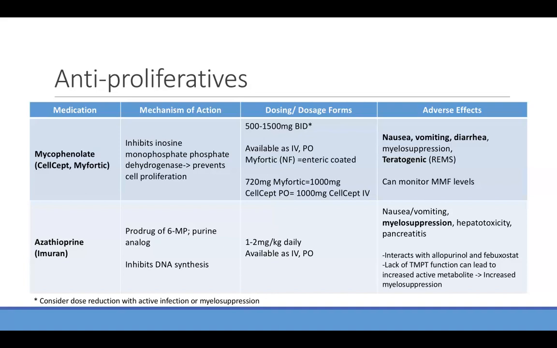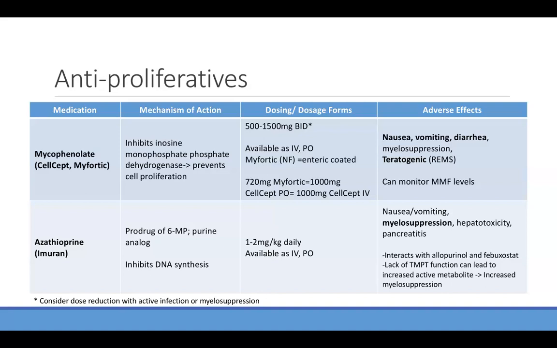The only one that comes as a PO though is myfortic, which is our enteric coated, which is kind of easier on the stomach for our patients, since a lot of these side effects for the mycophenolate can cause nausea, vomiting, diarrhea. So the myfortic is a little bit easier on the stomach for the patients, but for that reason, it only comes as PO.